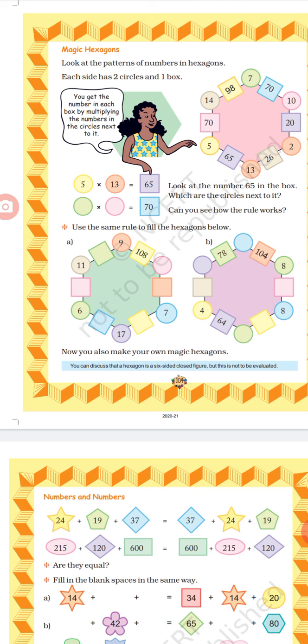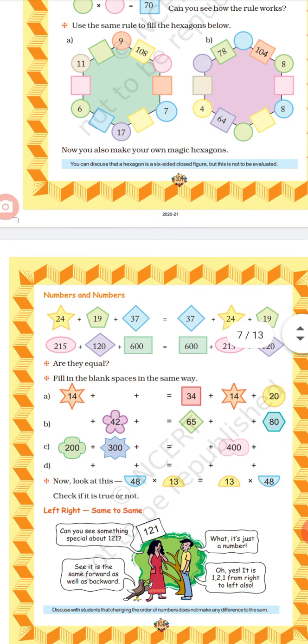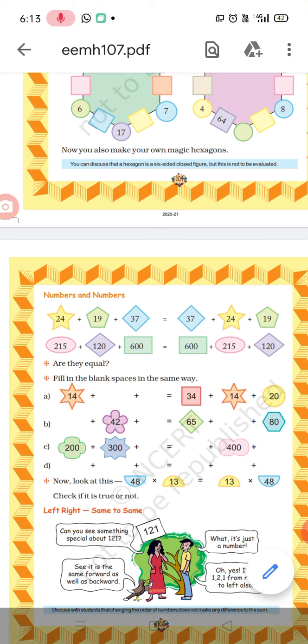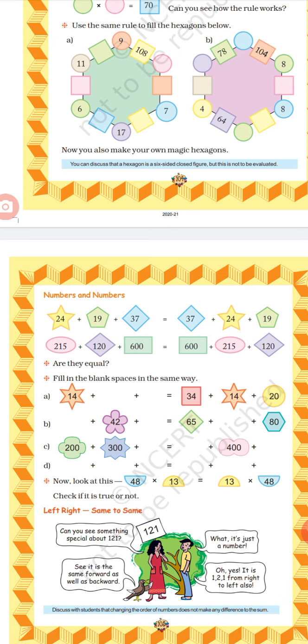So let's do it. A is given: 14 plus dash is equal to 34 plus 14 plus 20. See here, हमें यहाँ पे क्या करना है, 14 is given in the left hand side and the rest of the two spaces are vacant, empty. So what we are going to do here is, यहाँ पे 34 और 20 नहीं है जो राइट हैंड साइड में है, सो हमें वही जो है वो यहाँ पे लिखना है. It means we have to write 34 and 20 in the left hand side in the empty spaces.